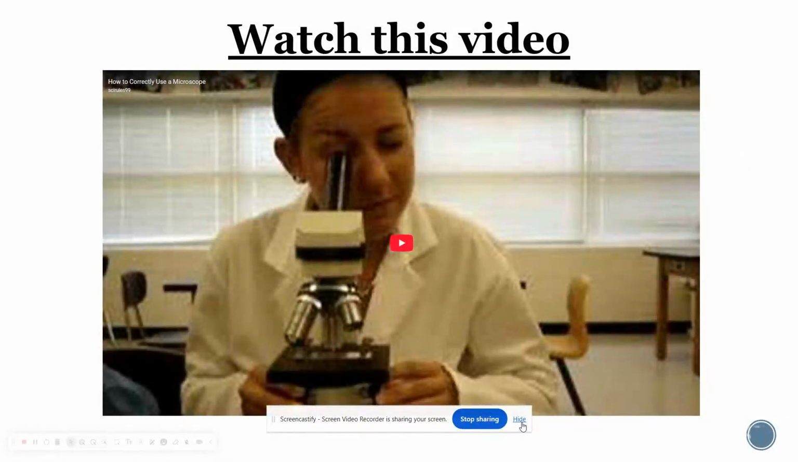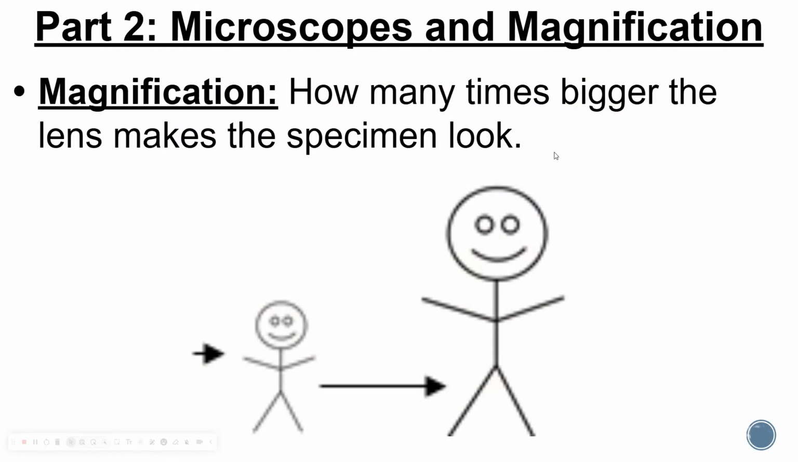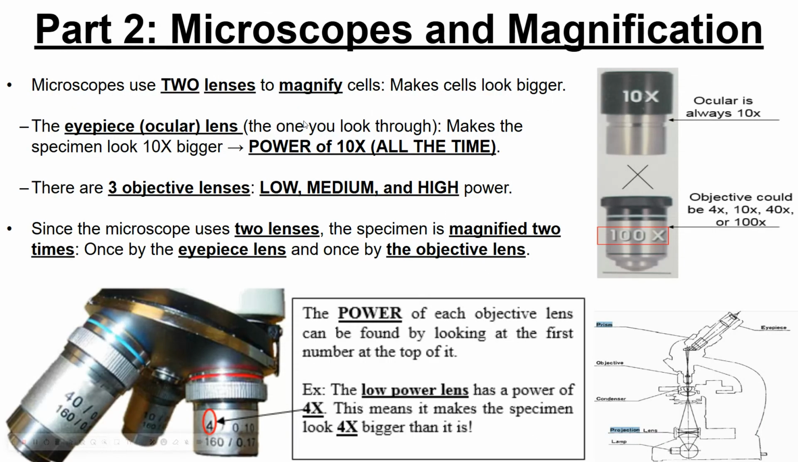You can watch this video to get more of a visual on how to use the microscope. In our next video, we're going to take a look at the concept of magnification. Magnification is what microscopes help us do. They take something that looks small and make it look bigger for us. That's why we call it magnification: to magnify, to make it look bigger.